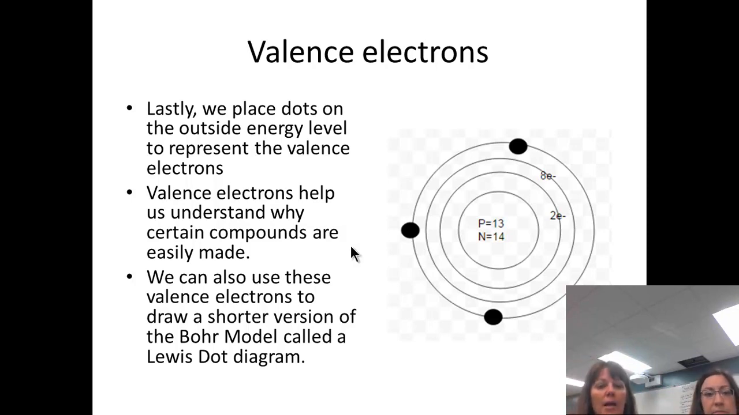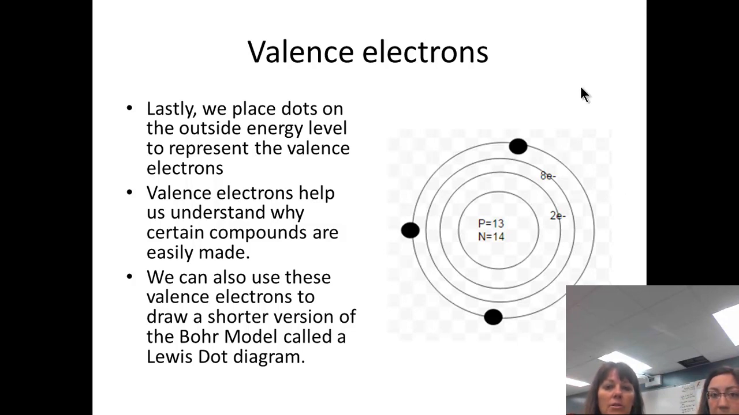We also can use those 3 valence electrons to draw what we call the shortened version of a Bohr model, and it's called a Lewis dot diagram, named after a guy, Lewis, who discovered it. We use dots, and it's a really easy way to see which element's going to want to combine with a different element. It's really awesome.